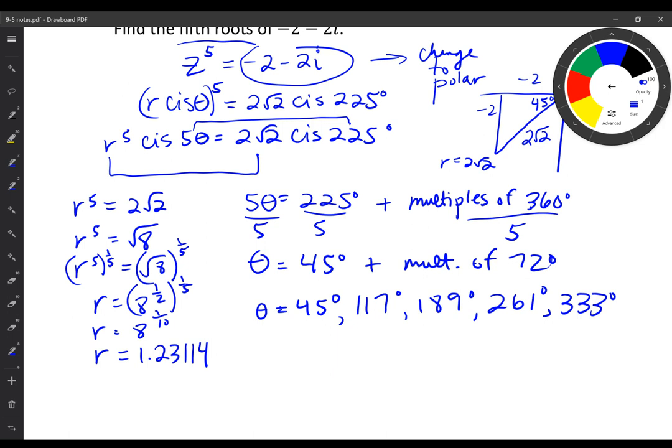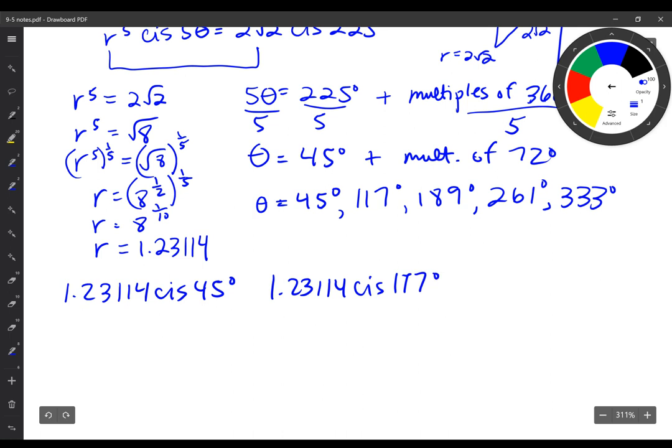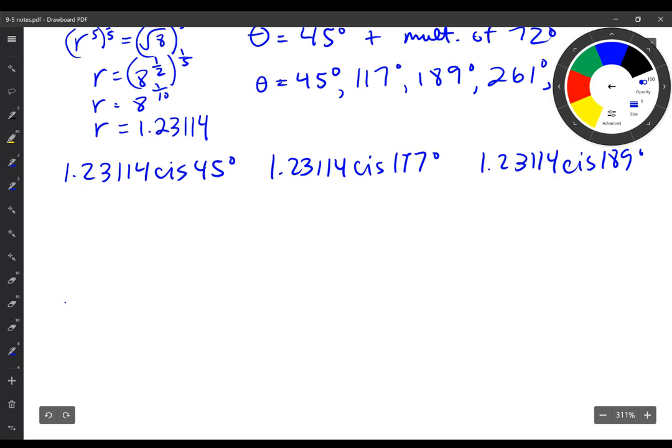So we have R, and we have all of our different 5 thetas. And so we'll put those together. I have 1.23114 cis 45, 1.23114 cis 117, 1.23114 cis 189. So we have to do all 5 of these, and we're going to have to change them back to rectangular. So sometimes we'll ask you to change them back, sometimes we'll not, but in this case, we're going to practice that.